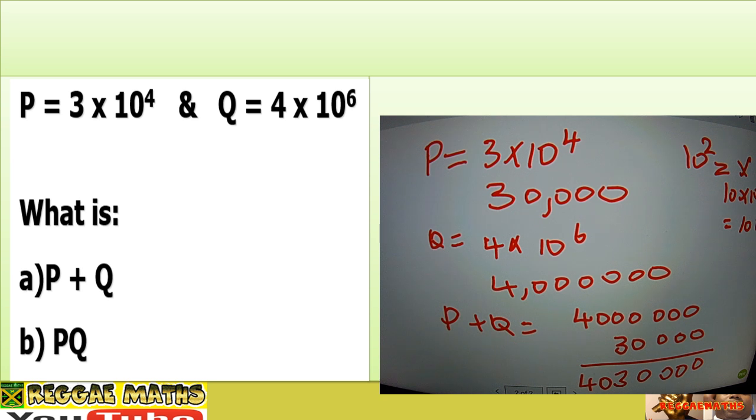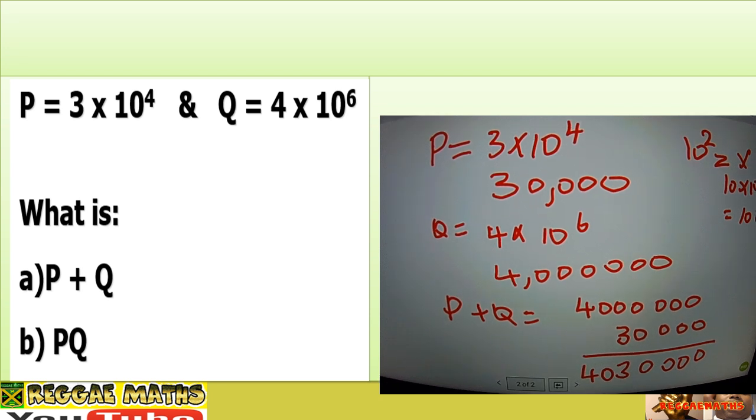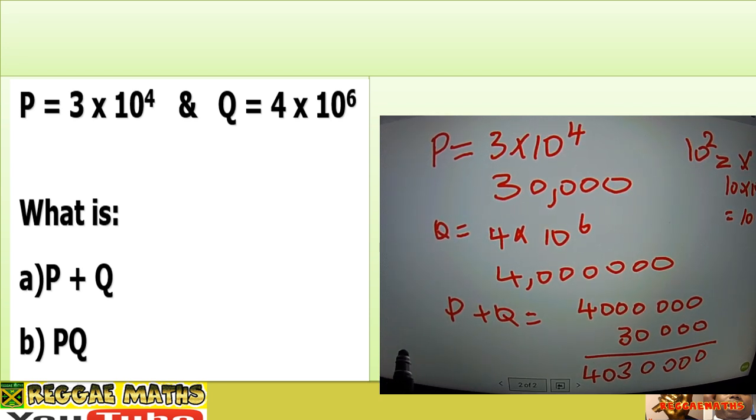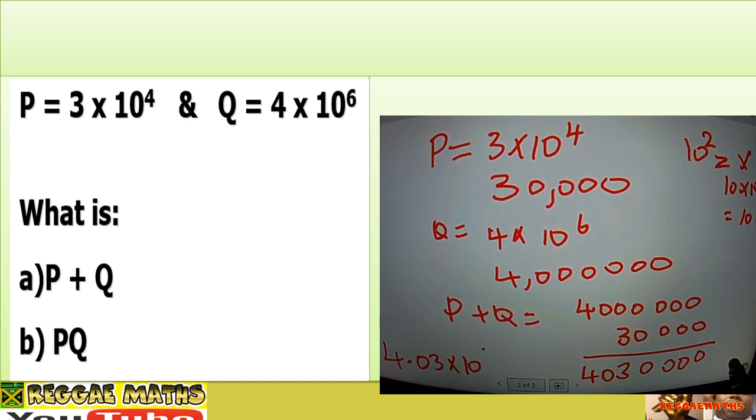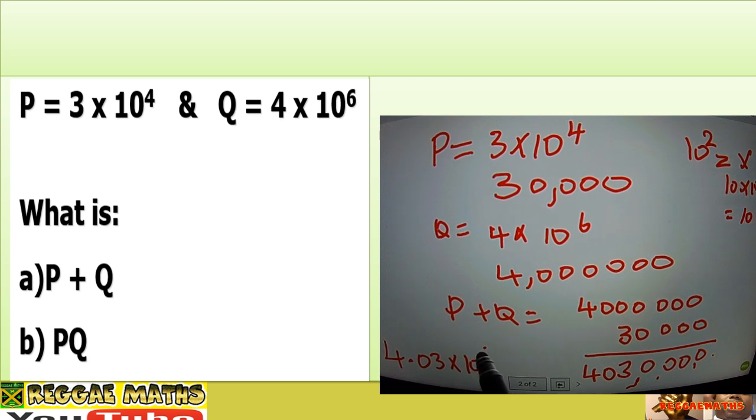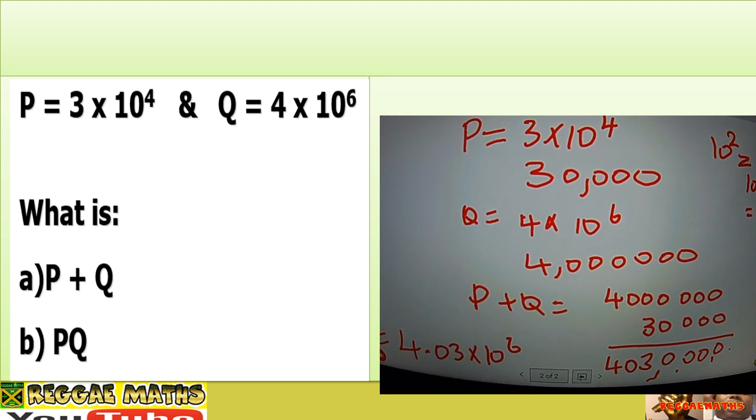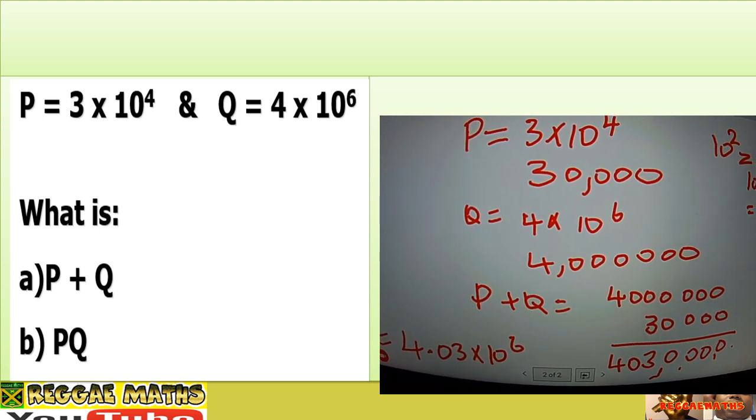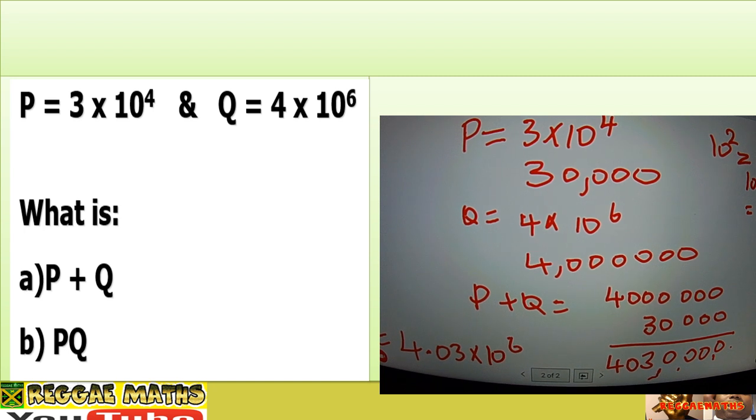Okay, now the next thing here, the question did not ask us to leave the answer in standard form, so it's acceptable to leave the answer like this, or you can leave it in standard form, and in standard form it would be 4.03 times 10 to the power of, I'll go through the step with you, 1, 2, 3, 4, 5, 6, 10 to the power 6. So the answer in standard form is 4.03 times 10 to the power 6.